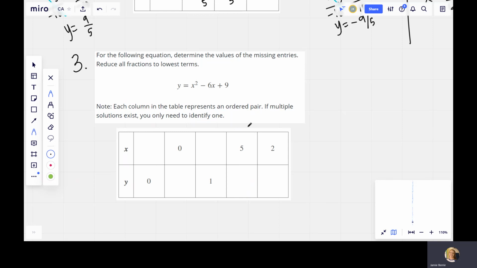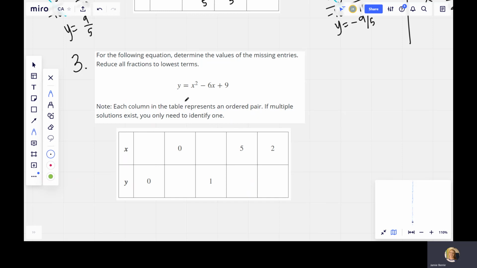Note, each column in the table represents an ordered pair. So this is representing an ordered pair, which you could then go on to graph. This would be a way that you could graph the equation. So each column in the table represents an ordered pair. If multiple solutions exist, you only need to identify one.